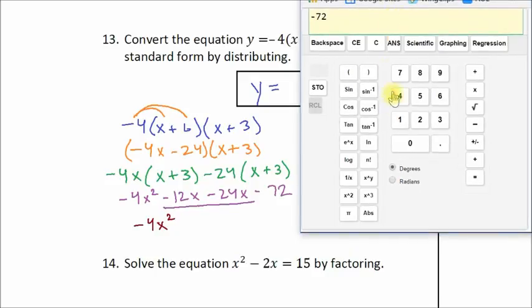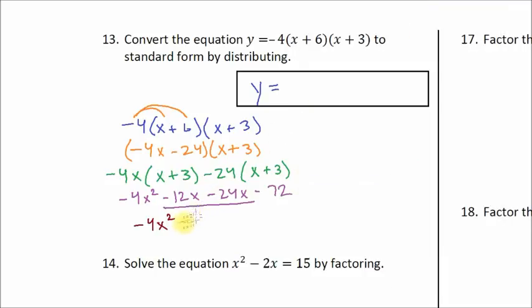Let's bring that up here. Negative 12 minus 24 equals negative 36. So negative 36x minus 72. Looks like we are finished. Let's write it in our answer blank. Negative 4x squared minus 36x minus 72.